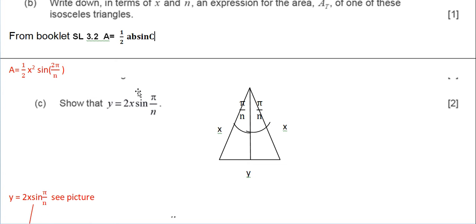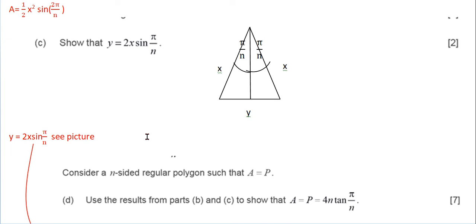Show that y equals 2x sine π over n. So we divide our triangle into two right triangles. Each half of y is x sine π over n. We multiply by 2, so 2x sine π over n is the expression for side y.